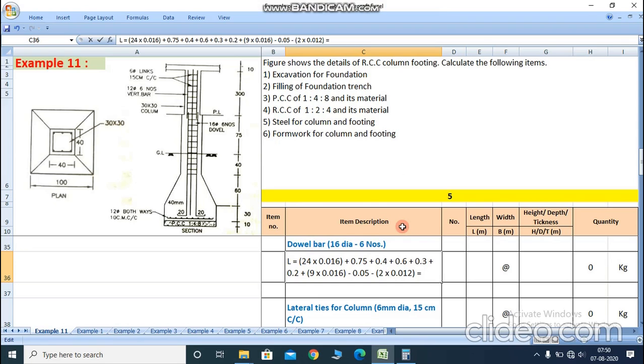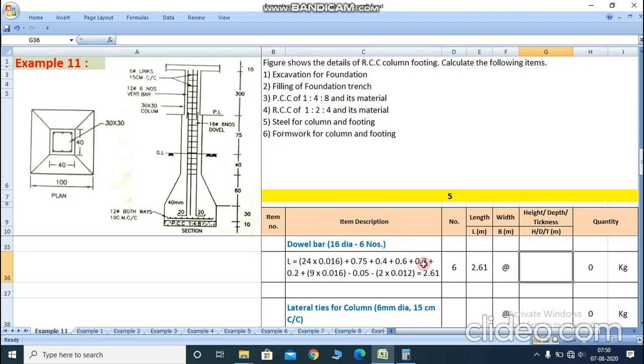Now we got the total answer as 2.61 meter. So here 2.61 meter is the final dowel bar length. The total number of dowel bars is 6. So in number, here 6. Then the length we calculated here is 2.61.